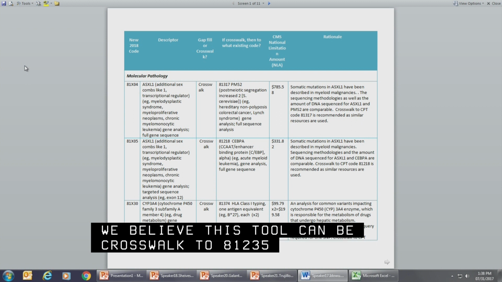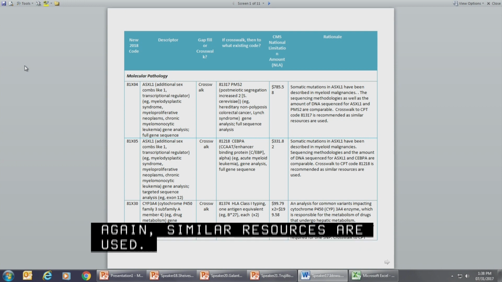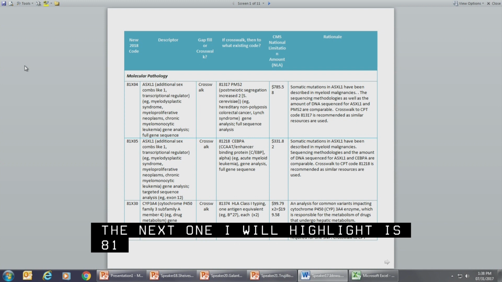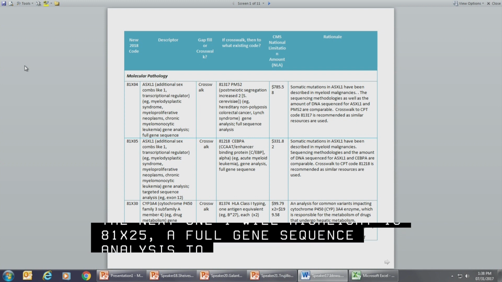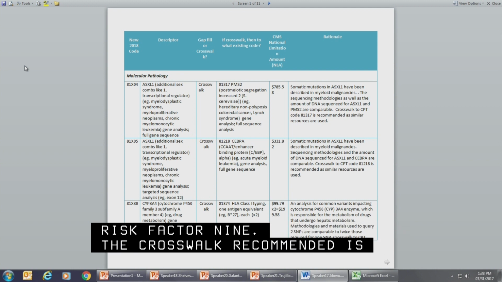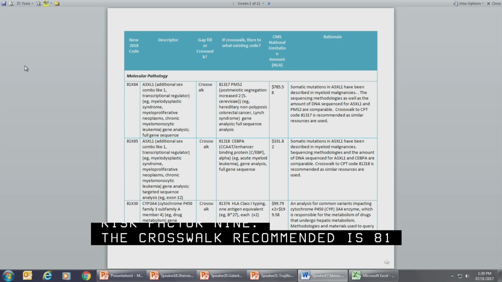Now, the next one I'll highlight is H1X25, which is a full gene sequence analysis to detect pathogenic mutation in F9, factor 9, with factor 9 deficiency. Crosswalk recommended is H1321 P10 full gene analysis panel because they are similar work again.